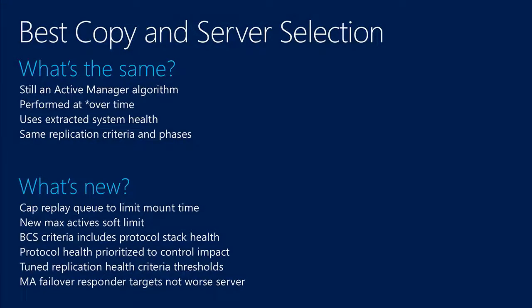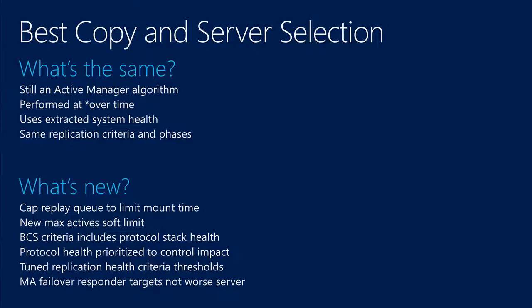But now there's some new things that we can do. So for instance, there's a cap on the replay queue length. Okay, so if you have a replay queue length greater than 200,000 log files, that won't be factored in to the best copy and server selection because it'll take too long to mount something that's 200,000 log files behind. We also give administrators the ability to add a maximum databases, both a soft limit and a hard limit. The hard limit and soft limit can be overridden as well, but they are enforced in the absence of overriding them. They are enforced within the BCS algorithm. And then, as I mentioned, we're also including the protocol stack health.